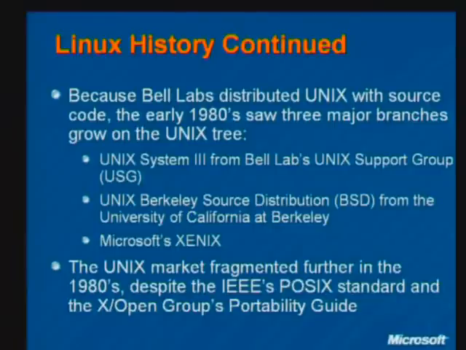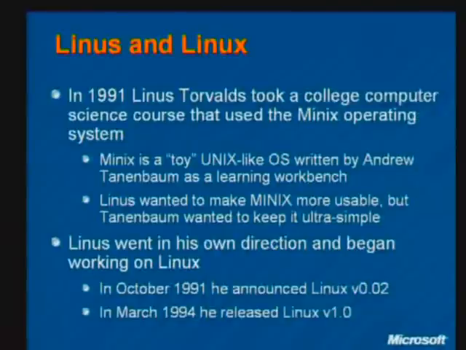Those two efforts were, one was IEEE POSIX, which released a standard API interface for Unix, and another one was the X/Open Group's portability guide, which also defined the services that Unix operating systems should make available to applications. Well, even though those portability guides were released, you still saw a lot of fragmentation in Unix, and you still see that today. So let's pick up now where Linus comes into play.